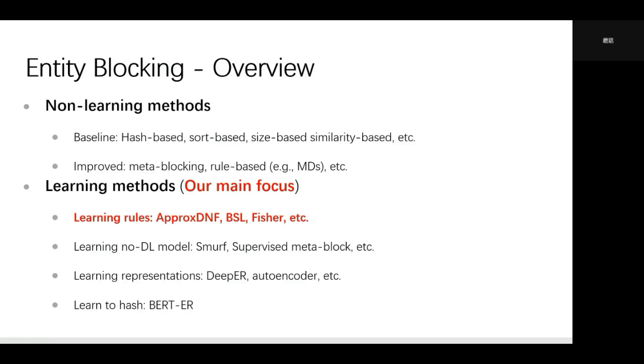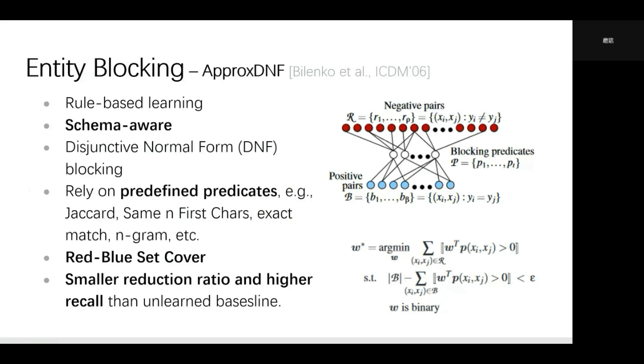First, we briefly introduce some methods of learning rules. The first method is ProbDNF, and the rule is based on the disjunctive normal form, DNF for short. DNF relies on predefined predicates such as Jaccard, cosine, exact match, and so on. The authors transformed the learning problem into a red-blue set cover problem.